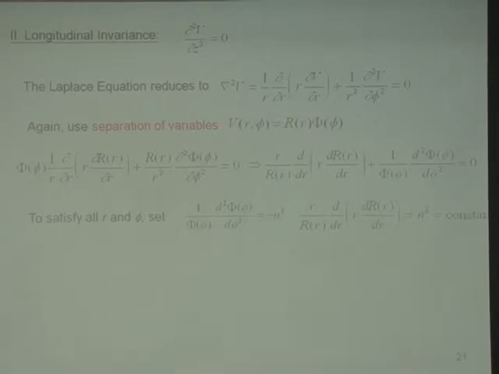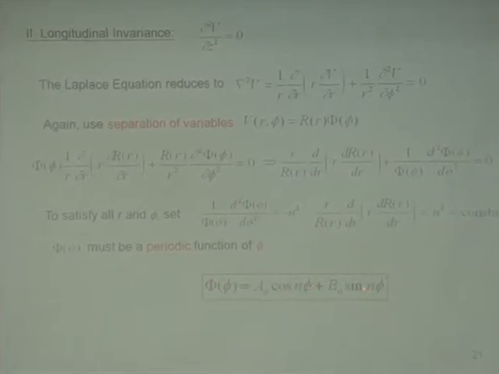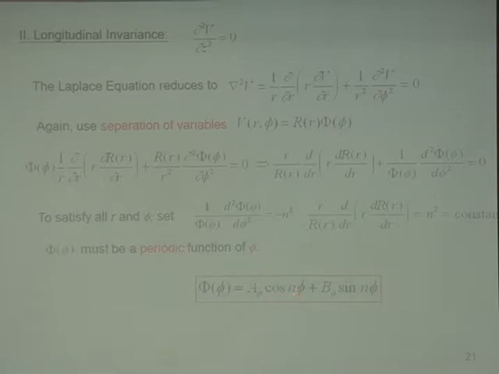Okay, so immediately you have a solution. This phi of phi has to be equal to cosine n phi or sine n phi. N has to be an integer. So this is an easy solution, right? You don't have other choices.